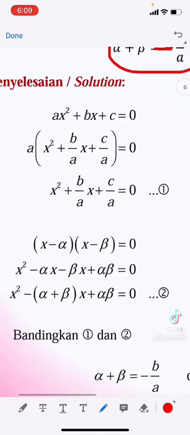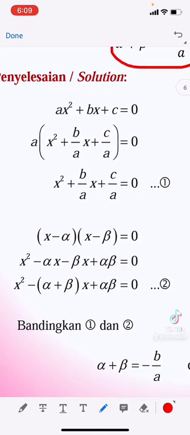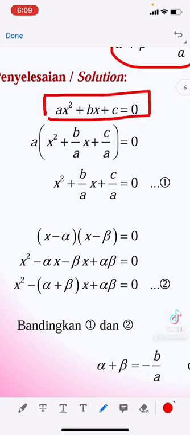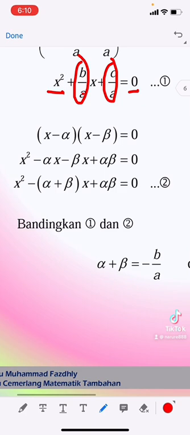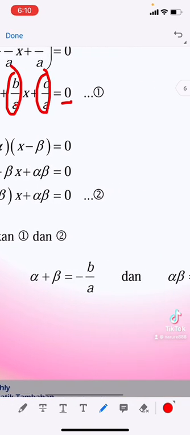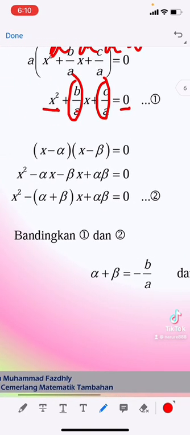So the same as just now, I will start with the general form and divide by a for all the terms. So you cancel out, you get x squared plus b over a x, right? This is your b over a. And c over a is a constant, and this is equal to 0. That is the first step. Once you get this, you can call it equation 1.